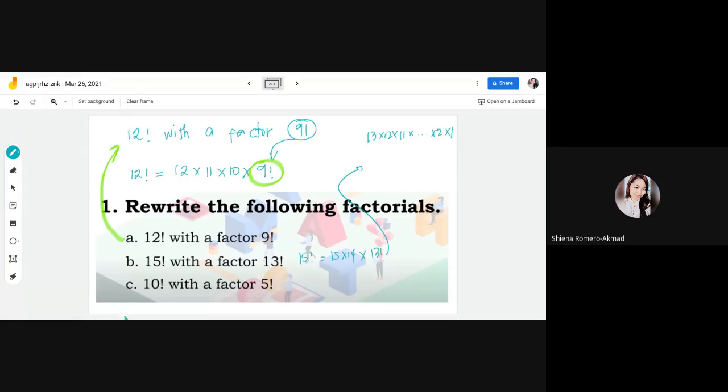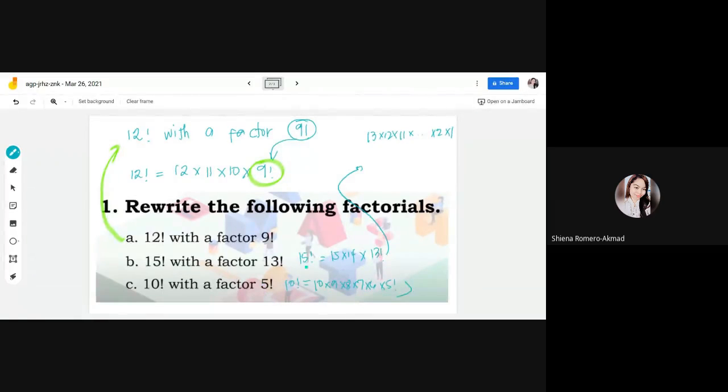Sino yung nagtaas ang kamay? Wait lang, titignan ko po. Rabusa. 10 factorial is equal to 10 times 9 times 8 times 7 times 6 times 5 factorial. Okay, 10 times 9 times 8 times 7 times 6 times 5 factorial.